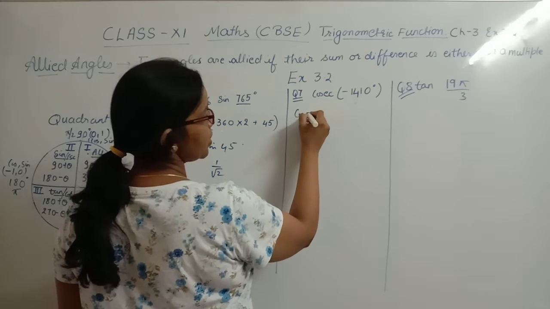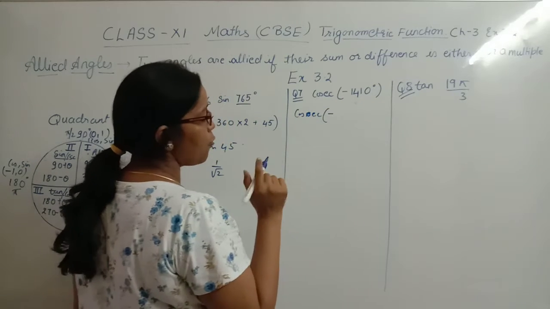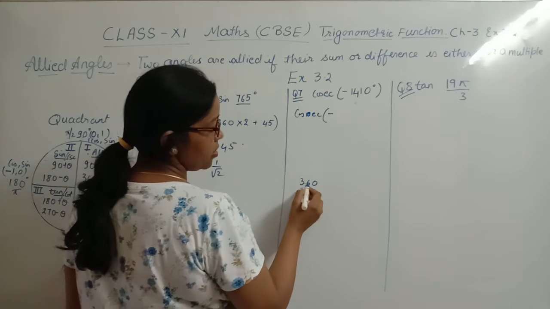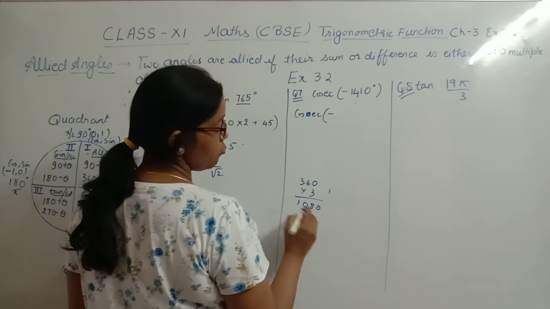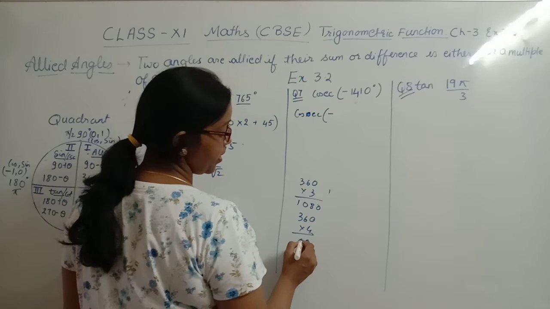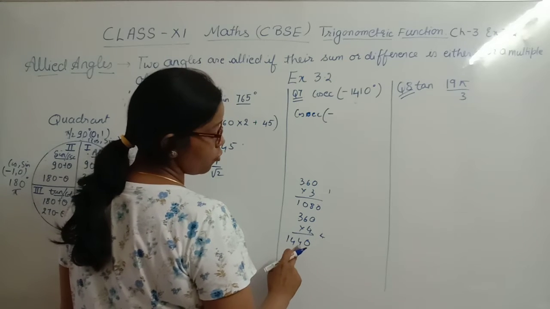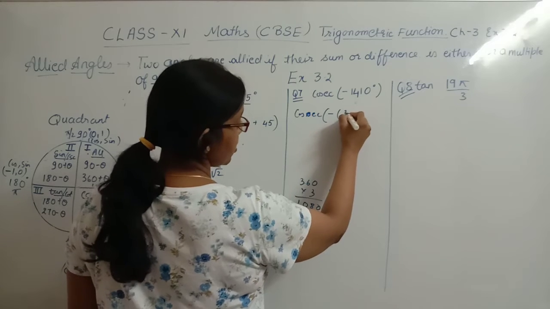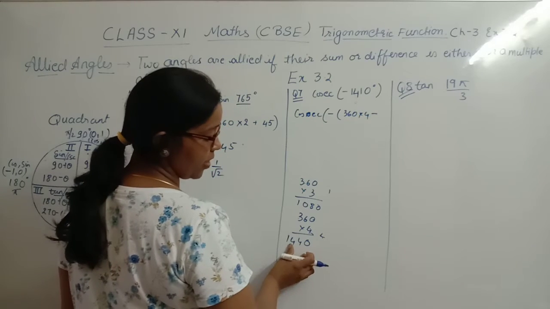Now coming to the next question, that is question number 7, cosec minus 1410. So first of all we will see how we can write it. Minus 1410, how can it be written? 360 into 3 is 1080. 360 into 4 is 1440. So I can write it as 360 into 4 minus 30 degree.